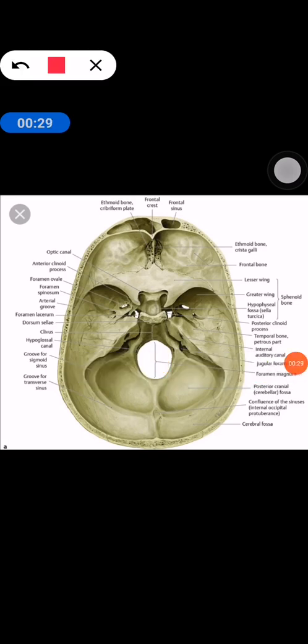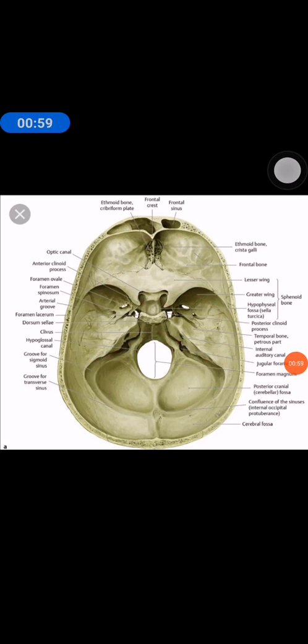This is the anterior cranial fossa and this is the medial cranial fossa and this is the posterior cranial fossa. The anterior cranial fossa is separated from the medial cranial fossa by the posterior margin of the lesser wing on each side and the sulcus chiasmaticus on the median plane.